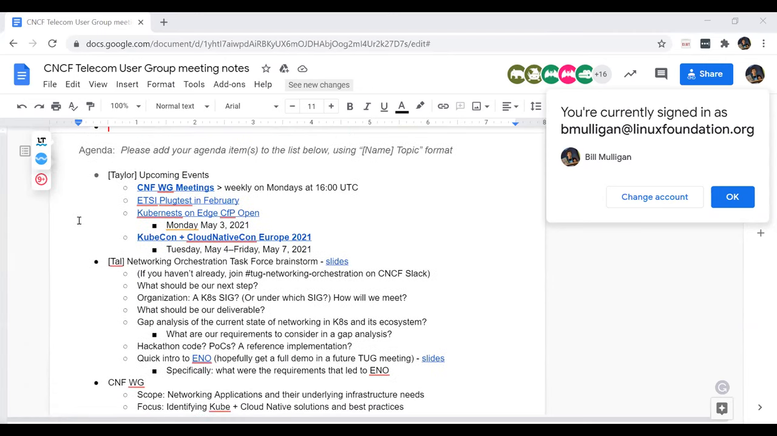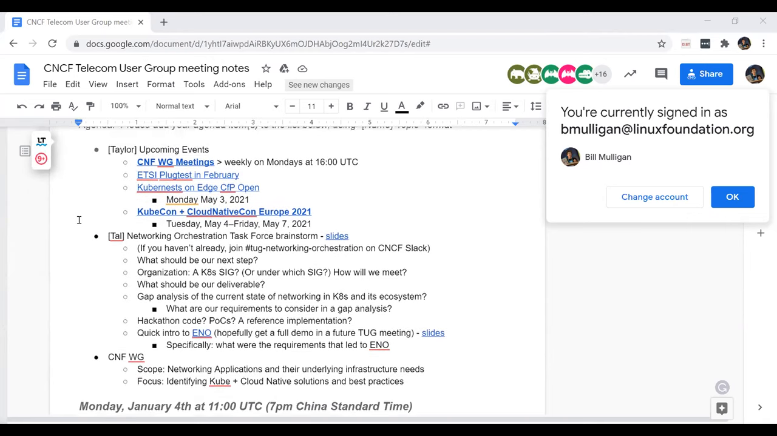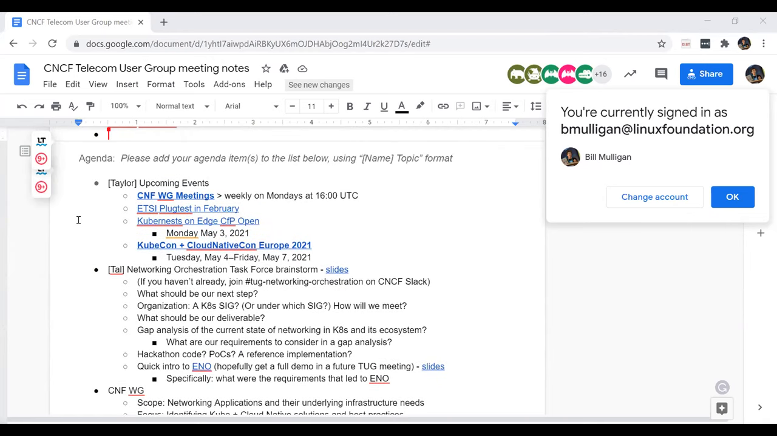And the agenda today is actually, I think, pretty full. So just as an update before we get started, is there anything that anyone would like to add to the agenda?